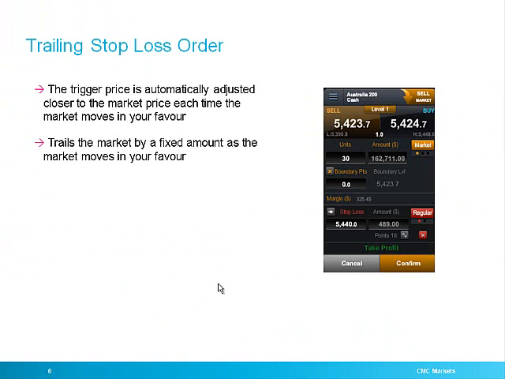So a trailing stop loss order is one where the price is automatically adjusted each time the market moves in your favour. So if you buy the market and set a stop loss sell order, then every time the market rises to a new level, the stop loss will be automatically dragged up. And so the trailing stop is set with a fixed trail or a fixed amount, so that it's always a certain fixed amount behind the highest price.